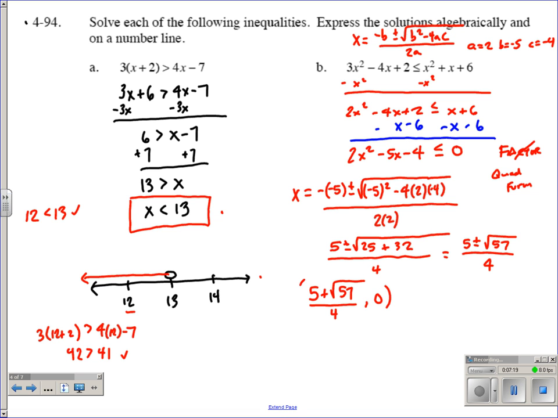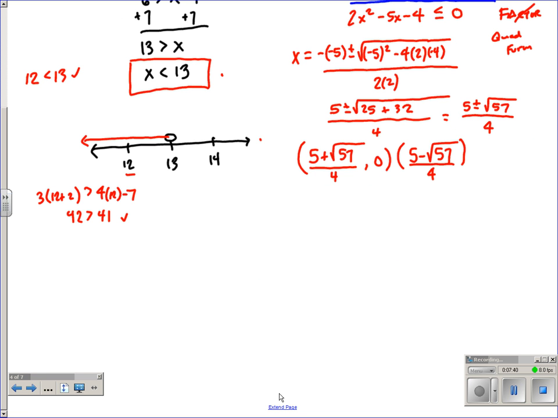So that would be like that point. The second point would be (5 minus radical 57) all over 4. Now, if you want, you can use your calculator to come up with those values.